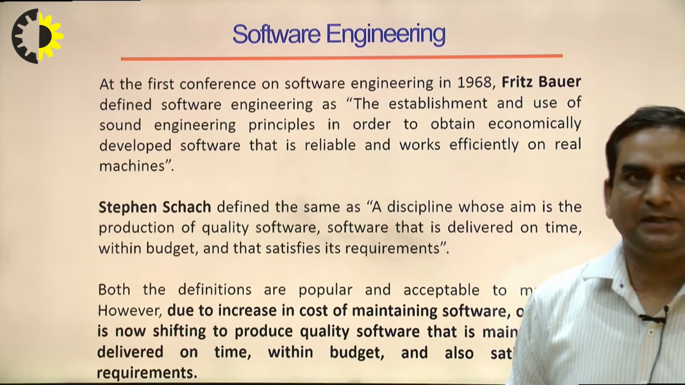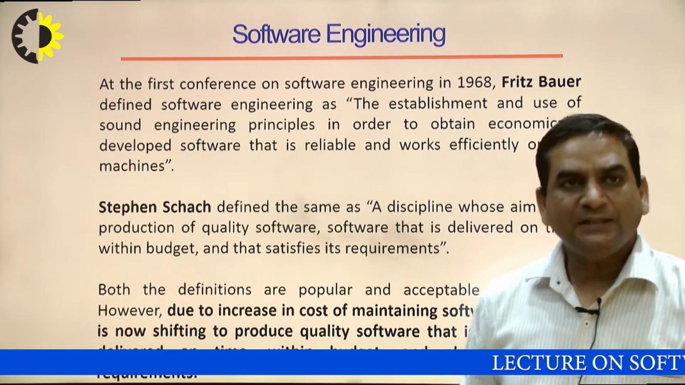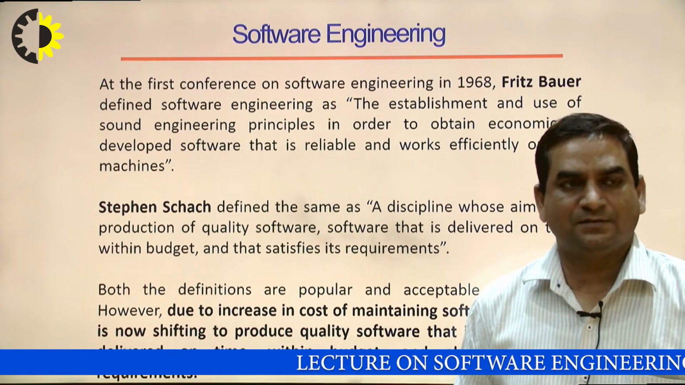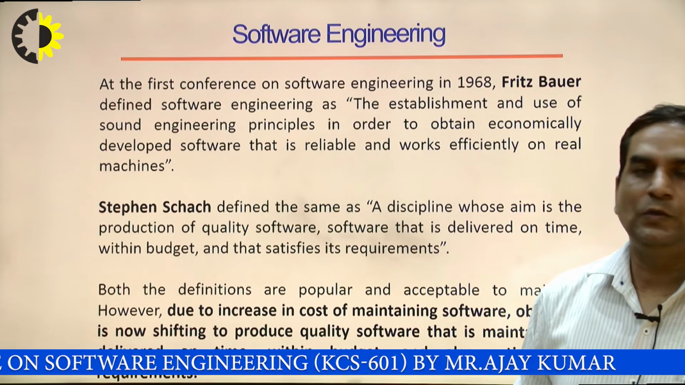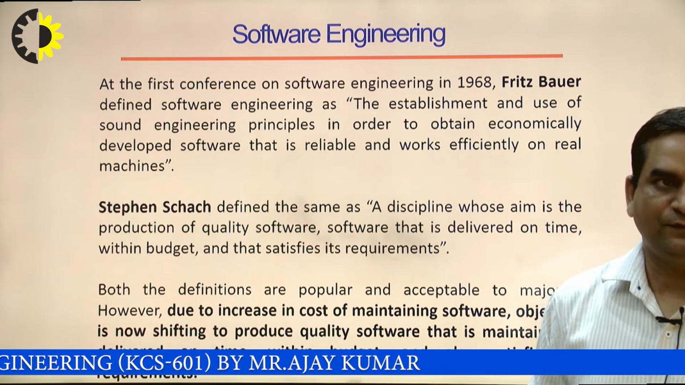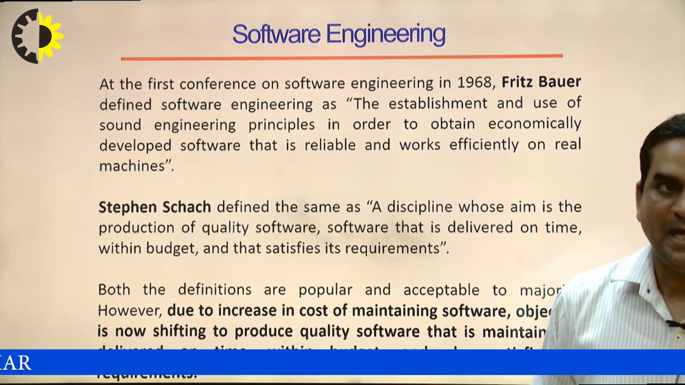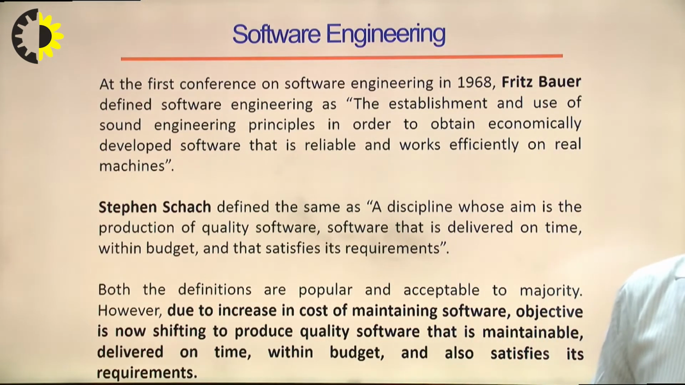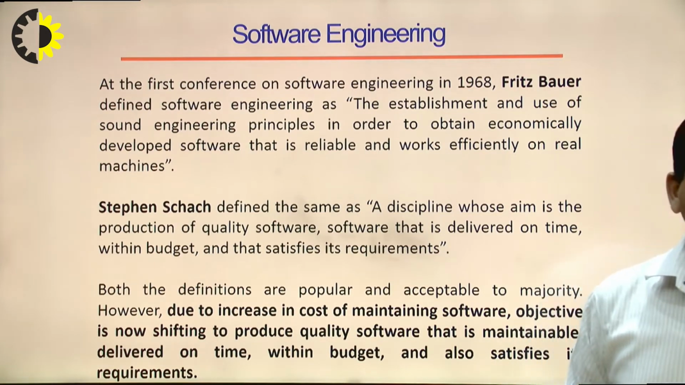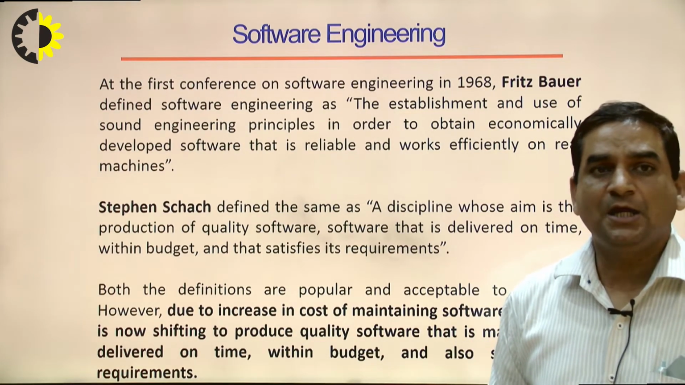So that is reliable and works efficiently on real machines. Like Fritz Bauer, Stephens also defined the same definition as a discipline whose aim is the production of quality software that is delivered on time, within budget, and satisfying its requirements. So both the definitions are very popular and acceptable to the majority. However, due to the increase in the cost of maintaining software, the objective is now shifting to produce quality software.